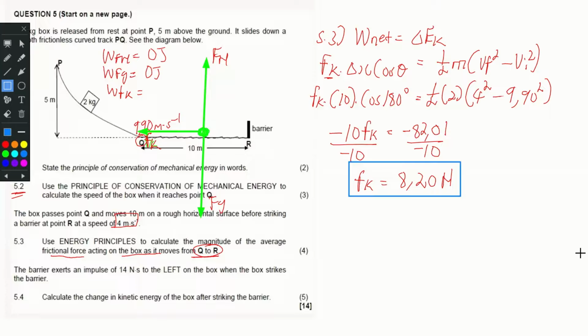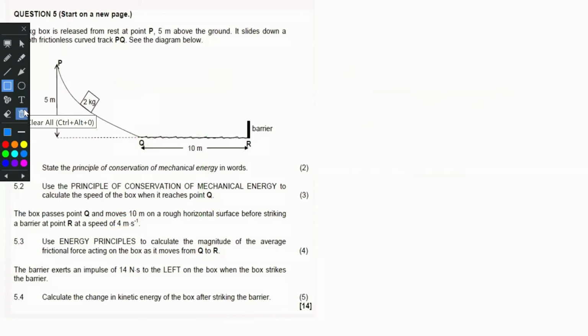Okay, so 4 marks just like that. Then I hope that makes sense. Then the barrier exerts an impulse of 40 Newton second to the left on the box when the box strikes the barrier. Calculate the change in kinetic energy of the box after striking the barrier, right? The change in kinetic energy.